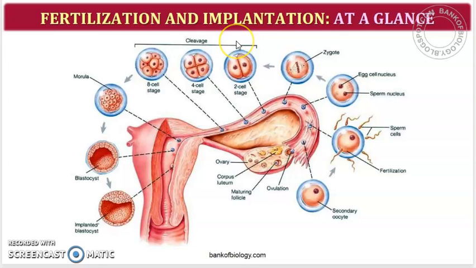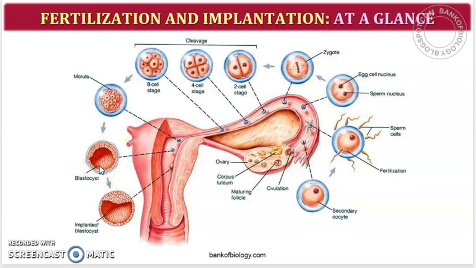So what is cleavage? It is the repeated mitotic division of the zygote, resulting in an increase in the number of cells. Okay, and once it becomes a morula, it will start moving towards the uterus. It will reach the uterus, and it forms the blastocyst.